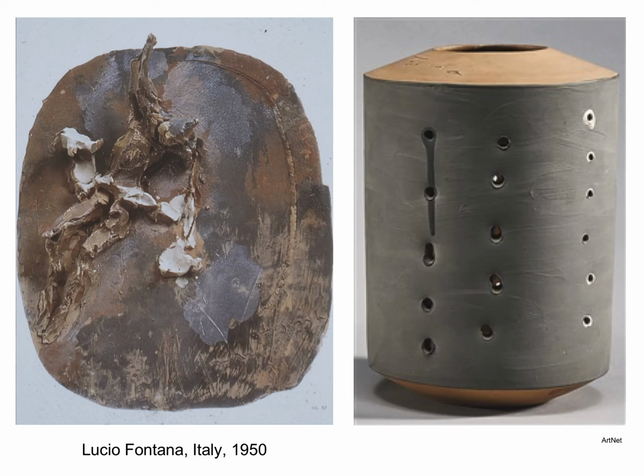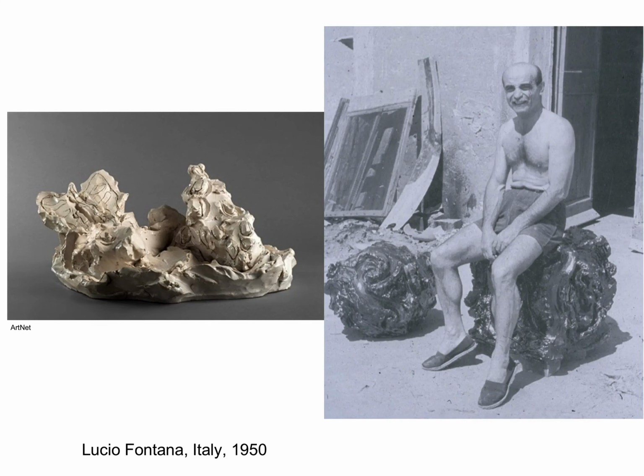Those are examples of the work of Lucio Fontana. As you can see, a denial of function, a deconstruction of the form, and a very raw and crude approach to making, with a lot of physicality of touching and smearing and so on and so forth. And this is an image of Lucio Fontana sitting on one of his large-scale sculptural ceramic works.